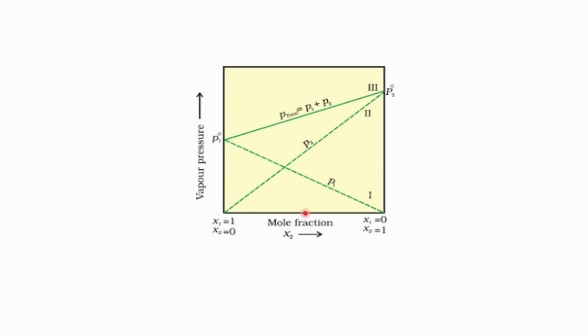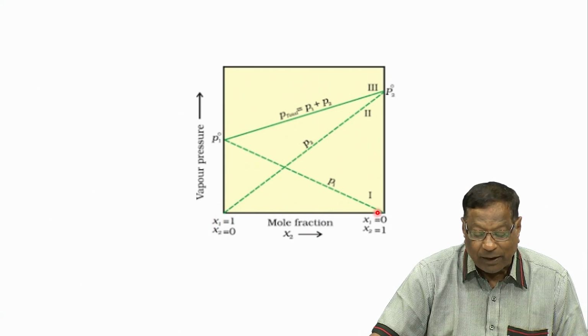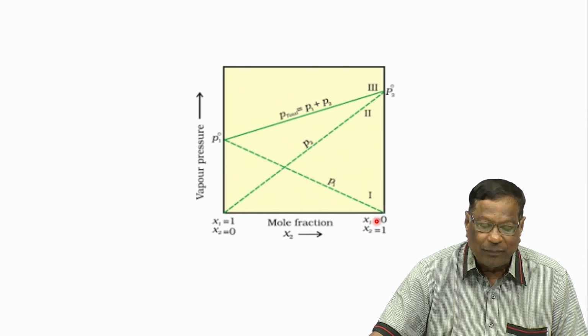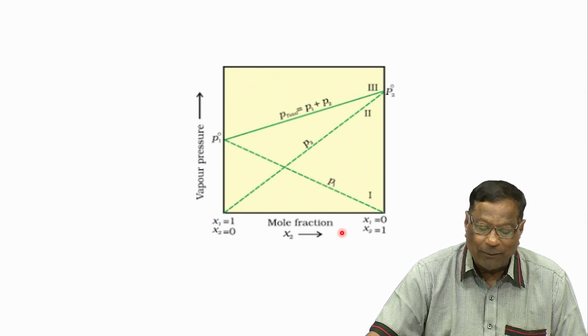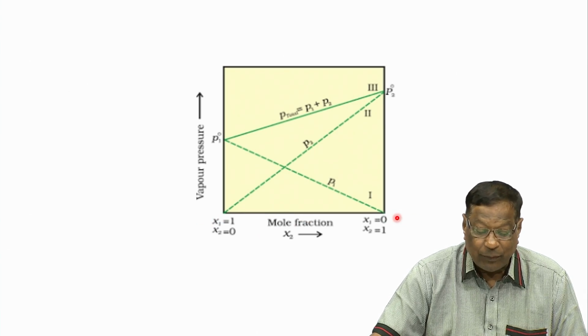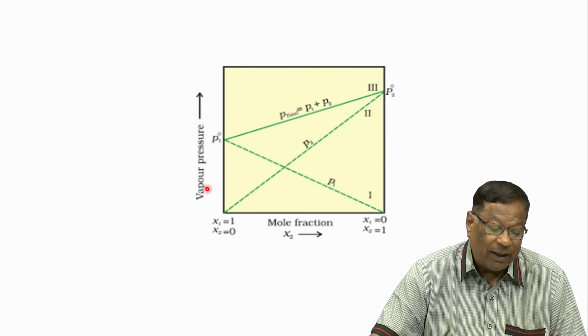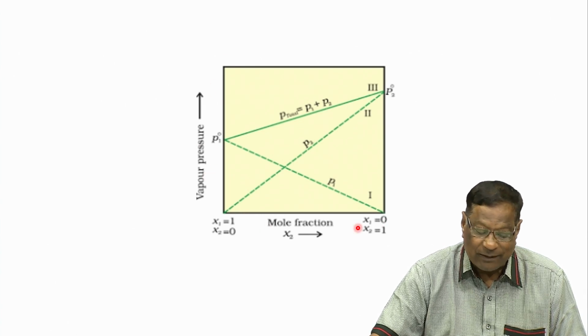So, it keeps on increasing here. I keep on adding x2 to the pure solution of x1, and then it keeps on increasing. When x2 becomes 100%, x1 becomes 0. So, the mole fraction would range from 0 to 1 in this case. So, this will be 0.2, 0.4, 0.6, 0.8 like that up to 1. So, here I am plotting vapor pressure versus mole fraction.